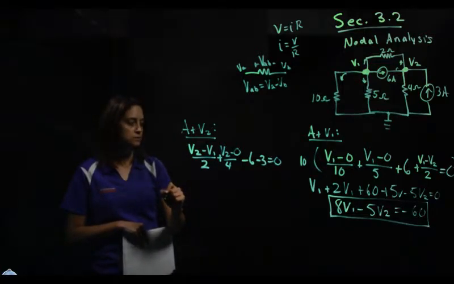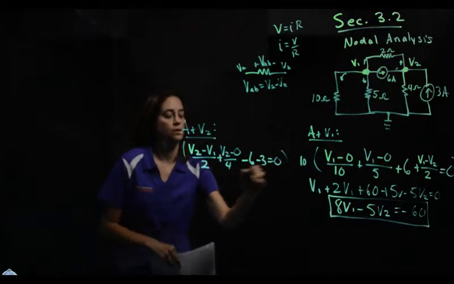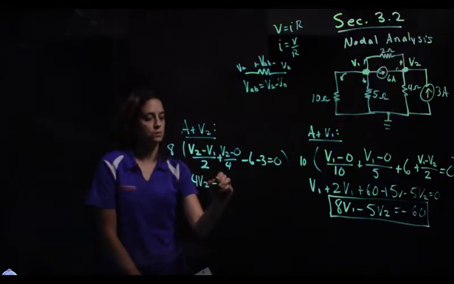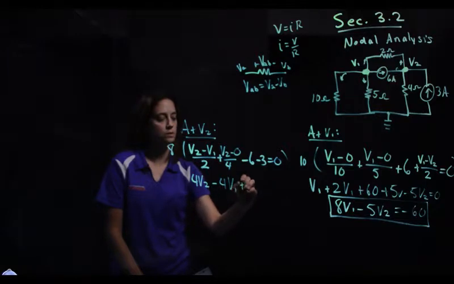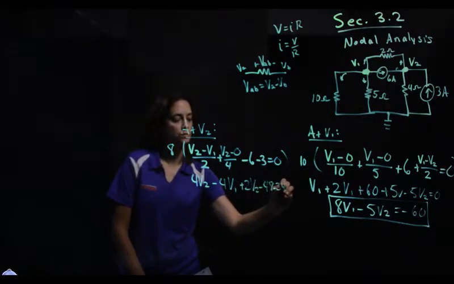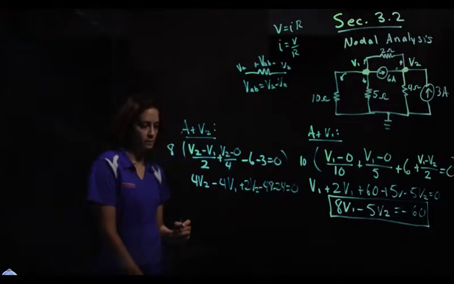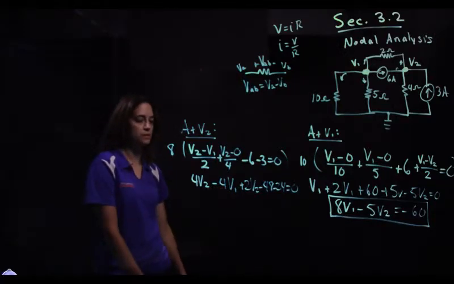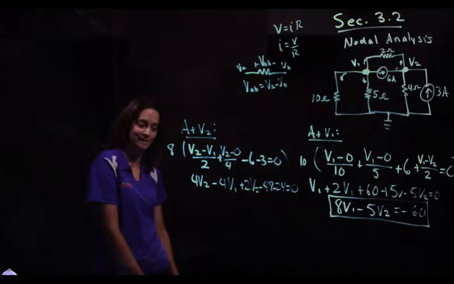Okay, so let's reduce this down. Multiply through by 8. 4V2 minus 4V1 plus 2V2 minus 48 minus 24 equals 0. Combine my like terms. Did I do something? I don't know why I multiplied through by 8. I only needed to multiply through by 4.